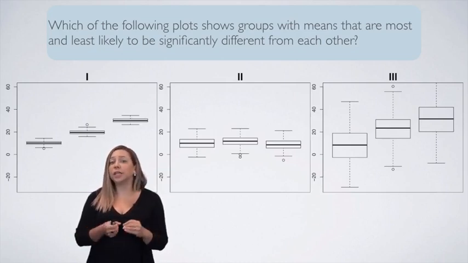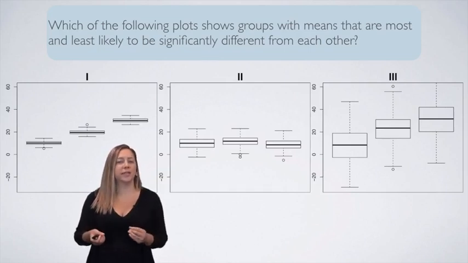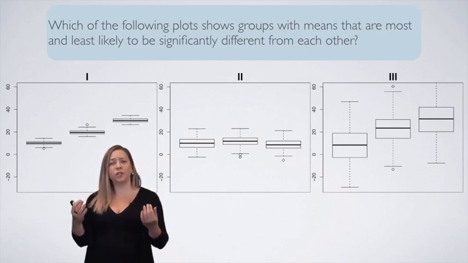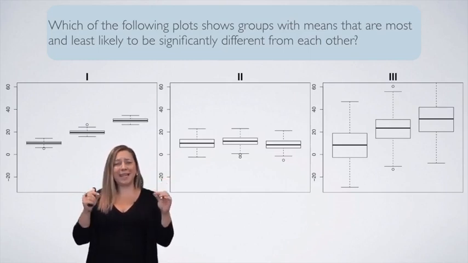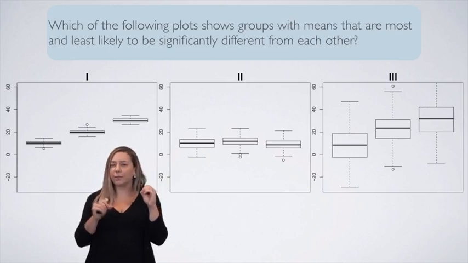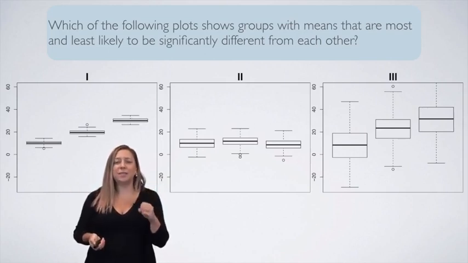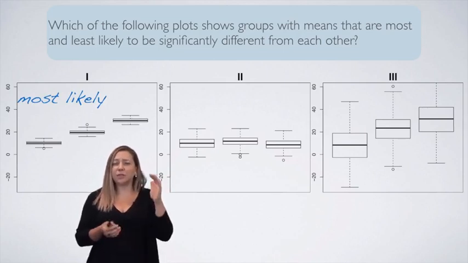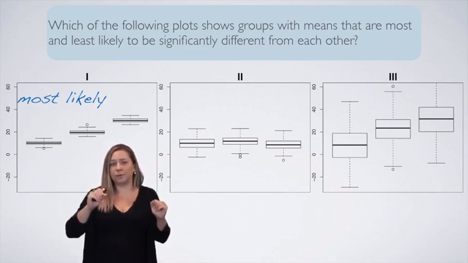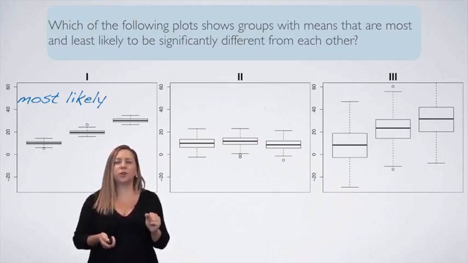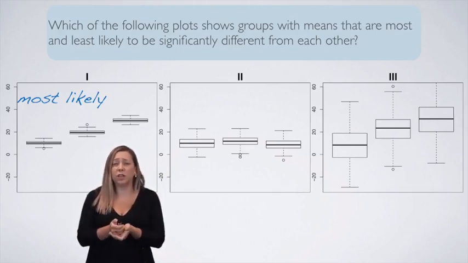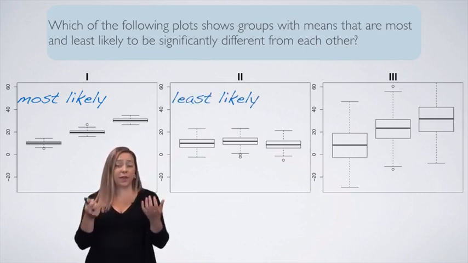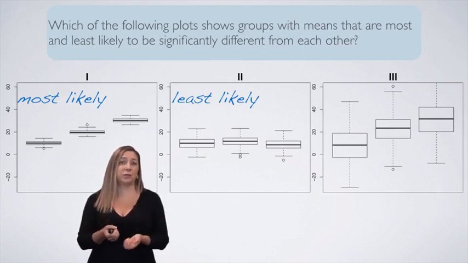The groups that are clearly separated from each other are most likely to have means that are significantly different from each other. Plots number 1 and 3 show groups with the same centers, but the data in plot 1 are much less variable than the data in plot 3. Hence, it would be much easier to detect the differences in means for data in plot 1, as the groups are much more obviously separated. On the other hand, plot number 2 shows groups with centers that are very close, and therefore this plot is going to be the one with groups that are least likely to be significantly different from each other.